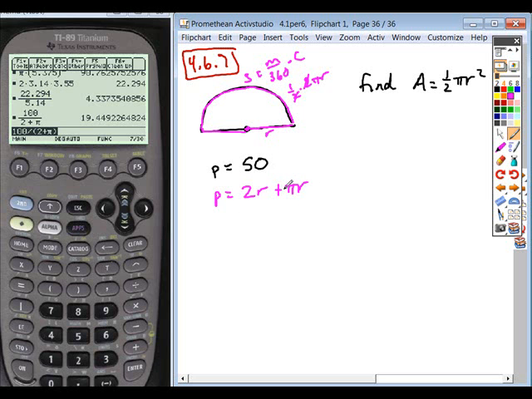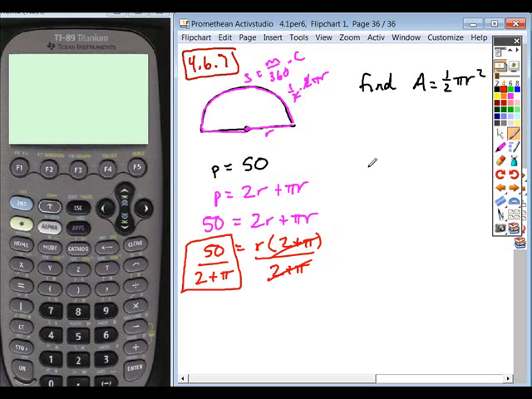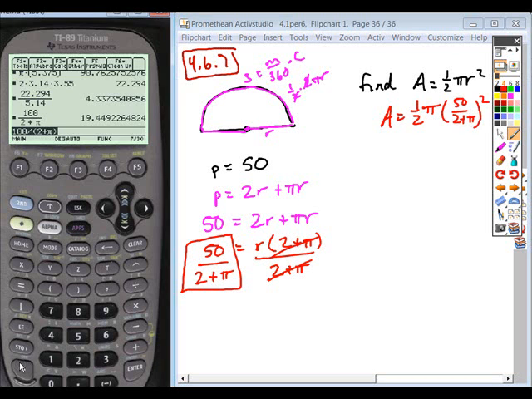Okay. But here, if we know that p is 50, 2r plus pi r, I had mentioned this earlier. When you're working with these numbers, you need to isolate your r, and how do you do that? Factor it out. So when we factor out an r from both of these terms, we're left with a 2 plus pi. And now we can isolate our r by dividing both sides by 2 plus pi. So we get r is equal to this quantity. Now, I can go ahead and just bring that right over here. My area is 1/2 pi times the whole quantity, 50 over 2 pi squared. And you simply calculate this through.